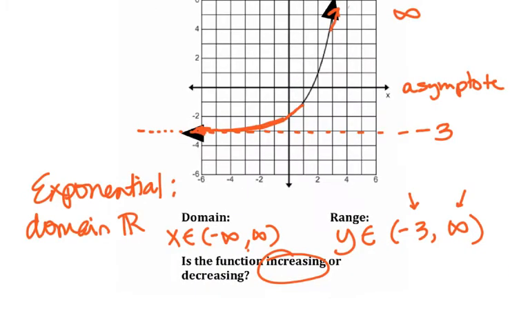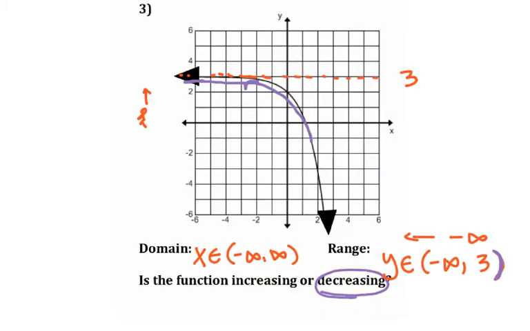I should have said that on the last one too. It's non-inclusive because it doesn't actually touch, and that's why we draw it as a dotted line. It doesn't actually touch it. It just gets closer and closer and closer.